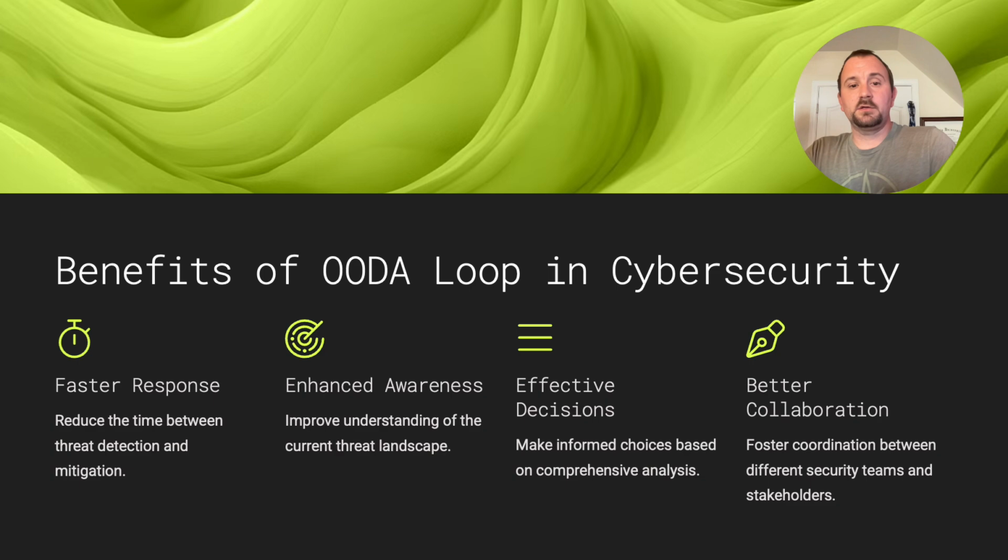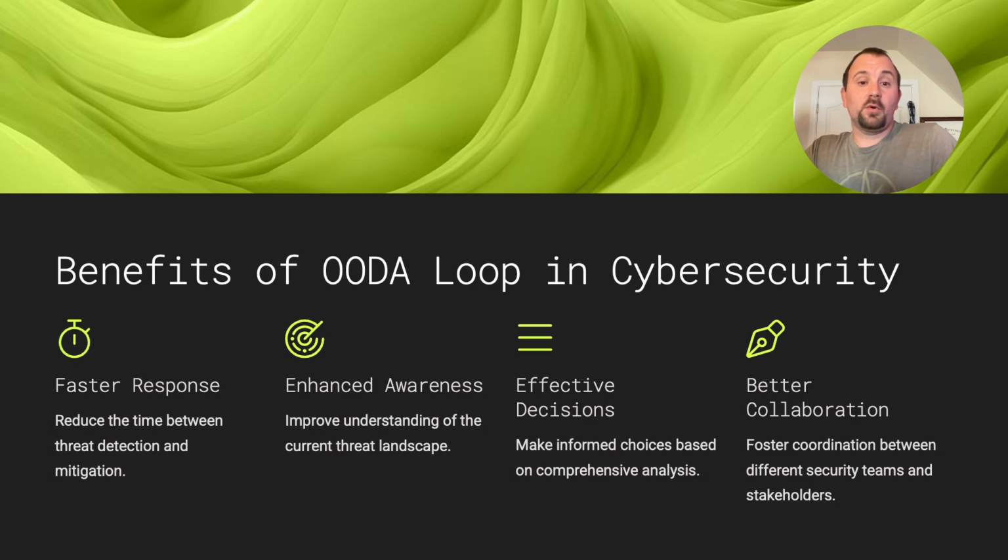So why should we use the OODA loop inside of cybersecurity? First, it enables faster responses. This reduces the time between threat detection and mitigations. For example, an end user comes into the office on Monday morning and notices their computer is slow or that their cursor is moving, and they report it to the help desk and or the security operations center. You're able to respond quicker because of the observation.